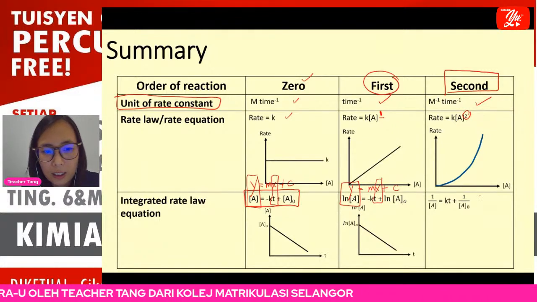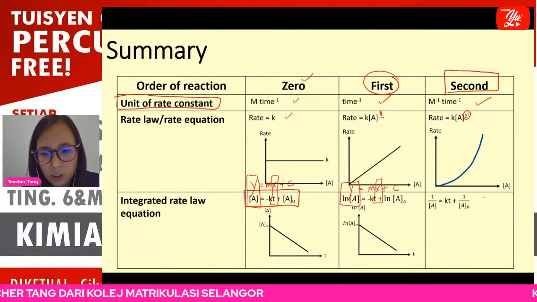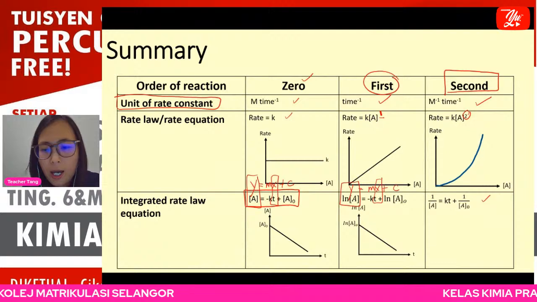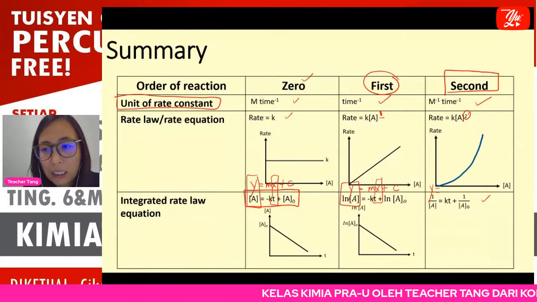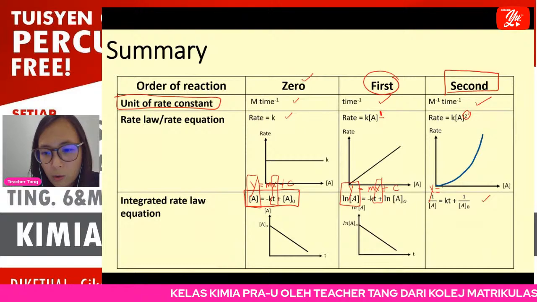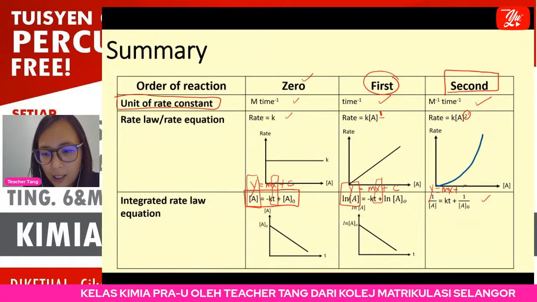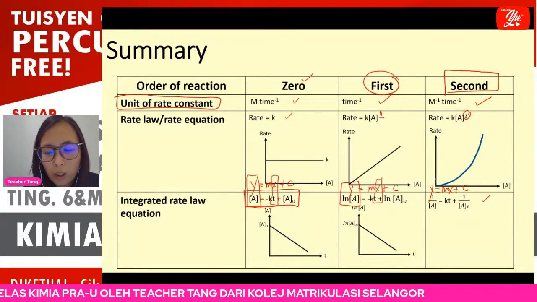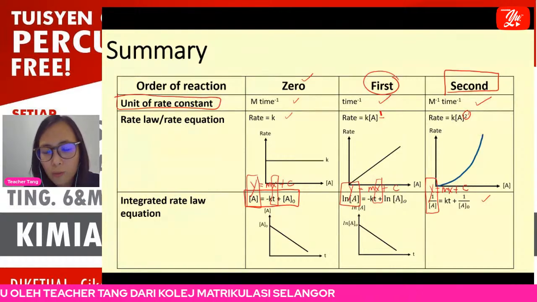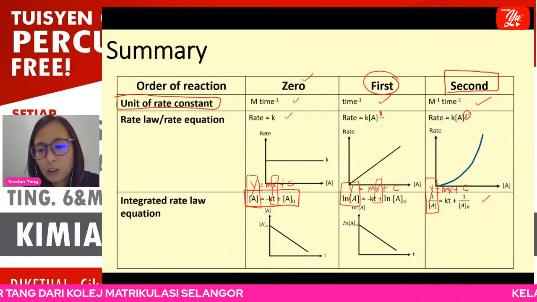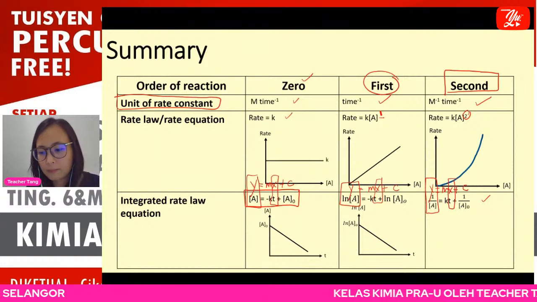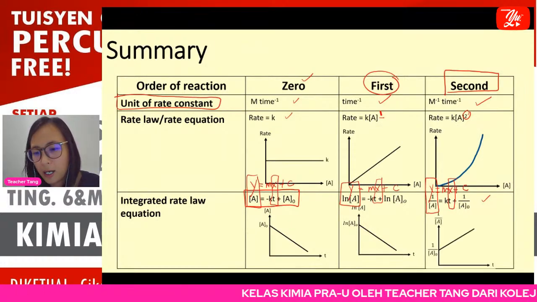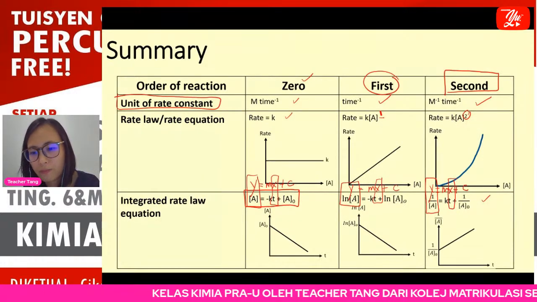For the second order, this is the integrated rate law equation. Also remember it in the linear equation form, so y equals mx plus c. From the equation, we know that our y-axis should be 1 over concentration of A and time will be the x-axis. And this should be the graph.